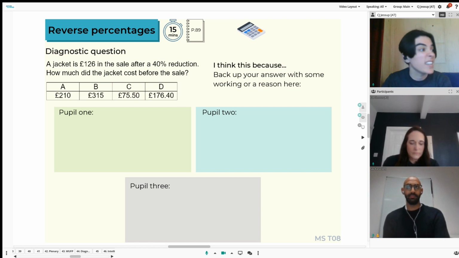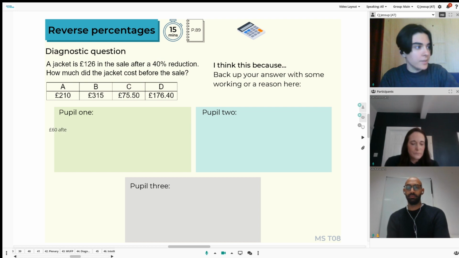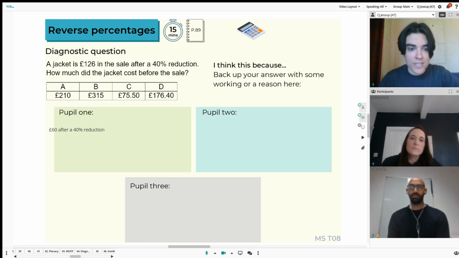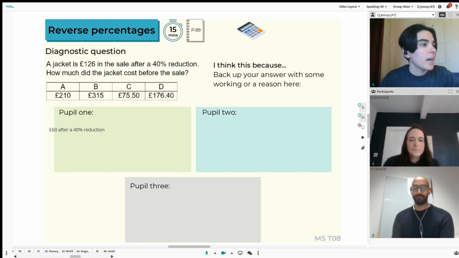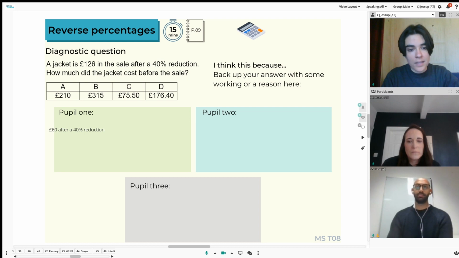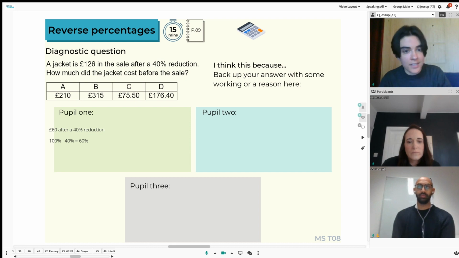Let's take a slightly easier example. Let's say it cost £60 after a 40% reduction. Can you see where I'm writing there? Yeah, great. If it costs £60 after a 40% reduction, if it's gone down by 40%, that means that it's 60% of the original price. So it started at 100%, it's gone down 40%, it's now 60% of the original price. So what you're trying to do here is get back to what 100% is.